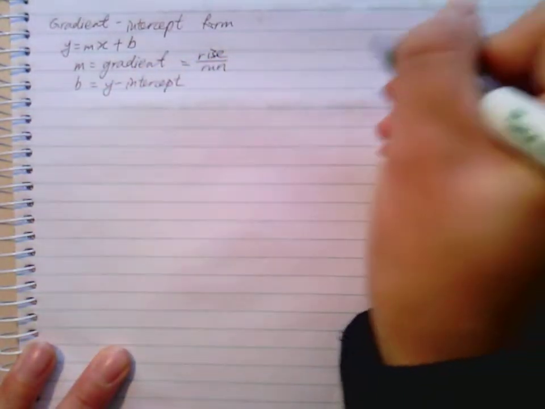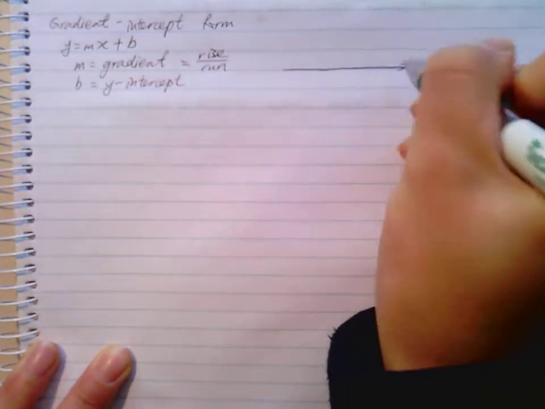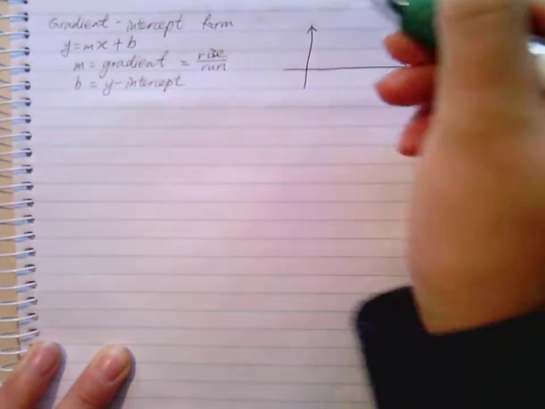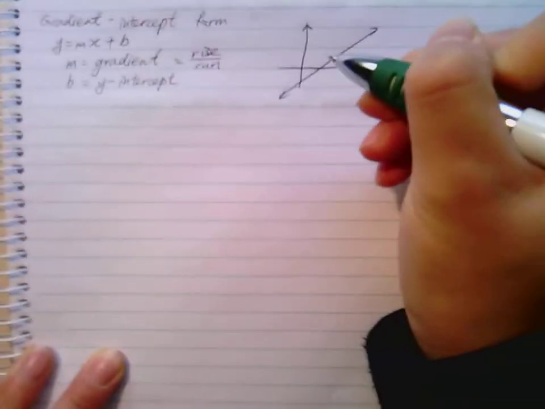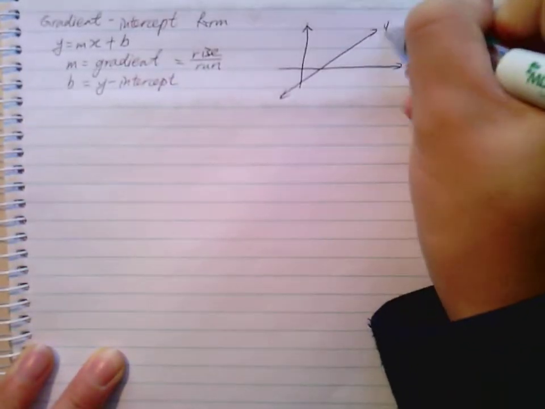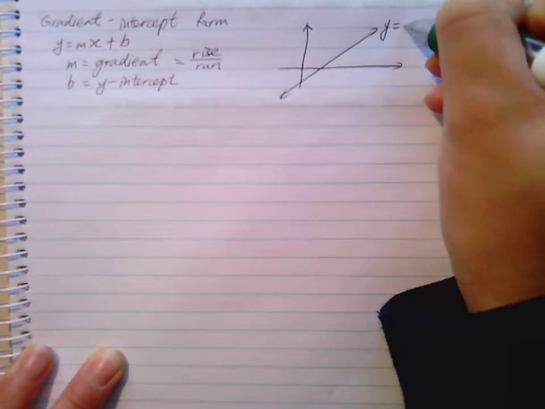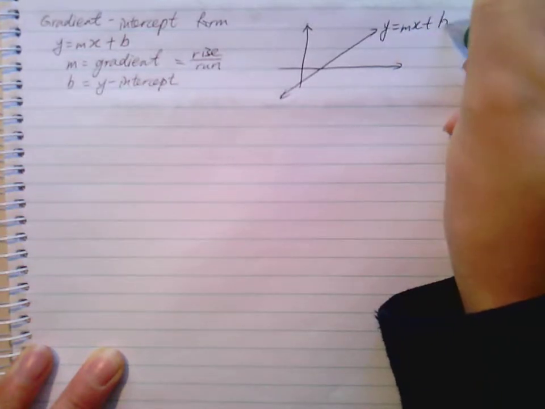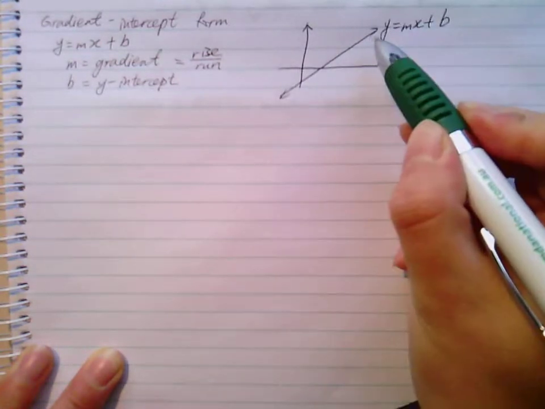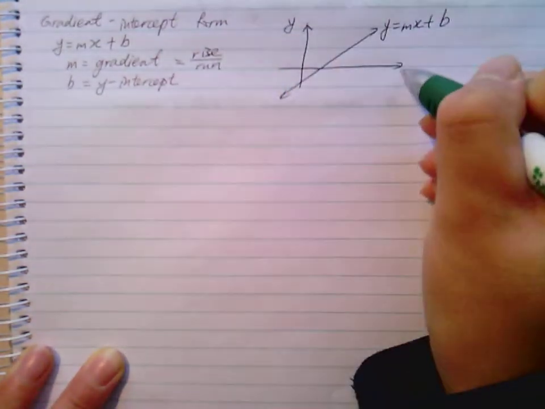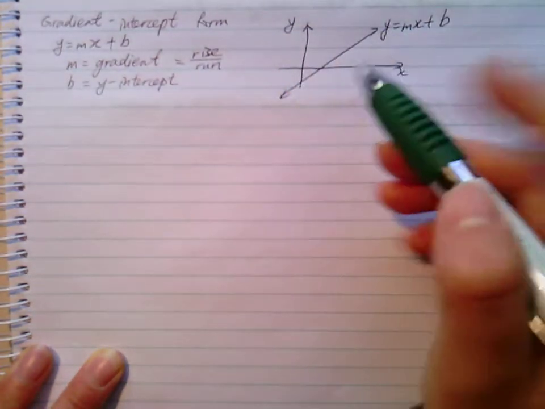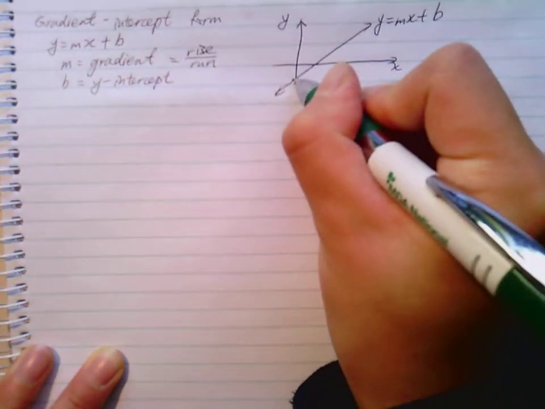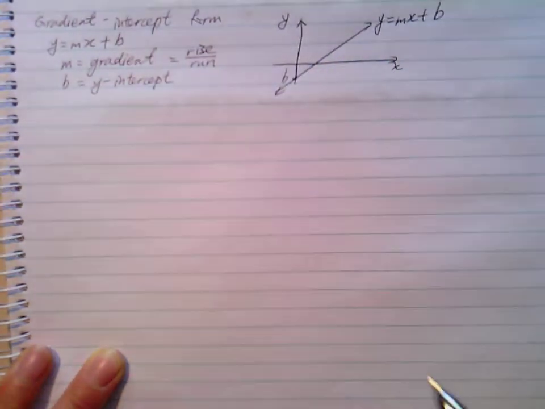Okay. So on a graph, it looks like this. Say we have a random line which has the equation of y equals mx plus b. Therefore, for this line, our gradient is m, and our y-intercept here is b. Okay?